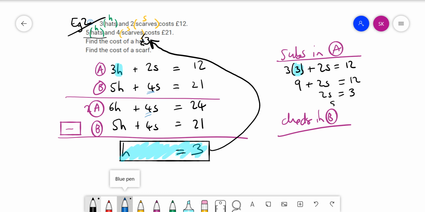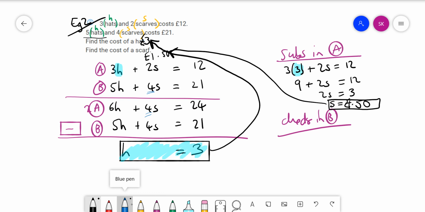And I get S equal to 3 over 2, which is 1.5 or £1.50, because remember, it's the cost of a scarf. So this is what I think my scarf cost is, £1.50. But let's check it.